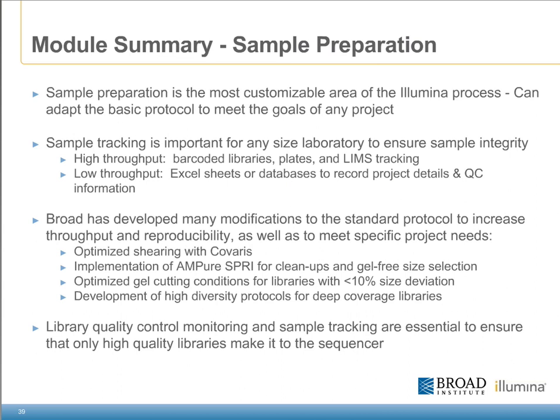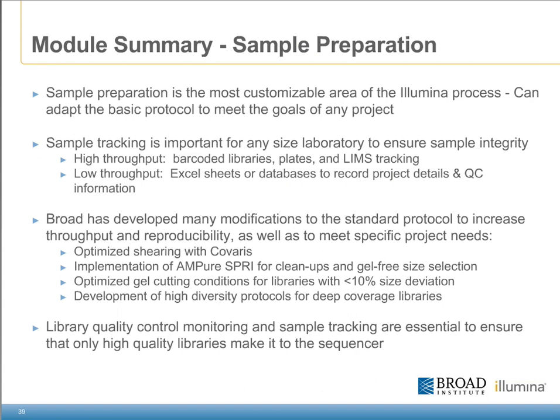If we do have to do a gel, we've optimized our gel conditions to be able to get really tight size deviations. And then we've also developed some high diversity protocols to get deep coverage libraries that have billions of molecules at the end. And of course, library quality monitoring is hugely important because you want to make sure that only the highest quality libraries make it to the sequencer. Even though library construction is very laborious, it actually is way cheaper in the grand scheme of things than sequencing. So you really don't want to put junky libraries on a sequencer. You want to take the time to make sure that they're exactly what you want them to be before sequencing them.